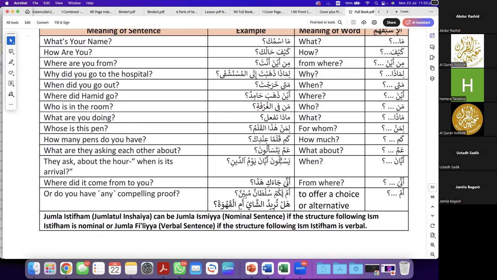Okay. Next one is am. We have two examples. First one is am lakum sultanun mubin. The bottom one first, please. Okay, sorry. Hal turidu shay'an am alqahwa? So that means, do you want tea or coffee? With this you choose one or the other.